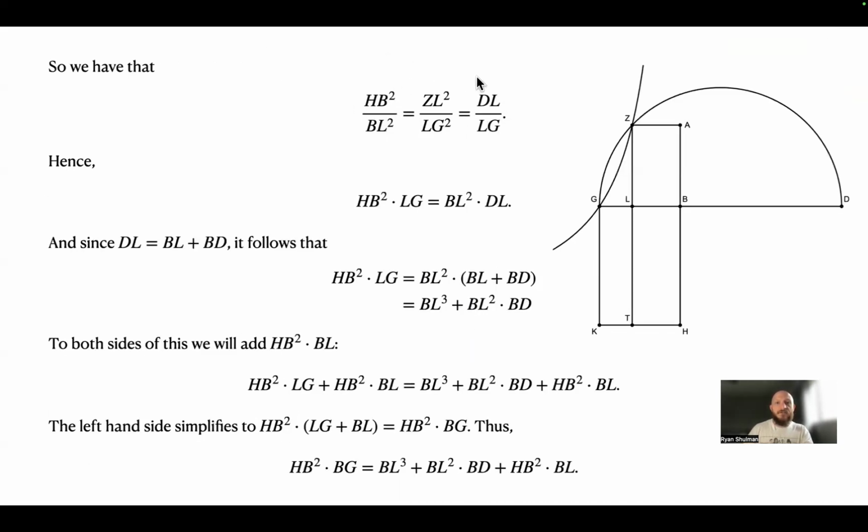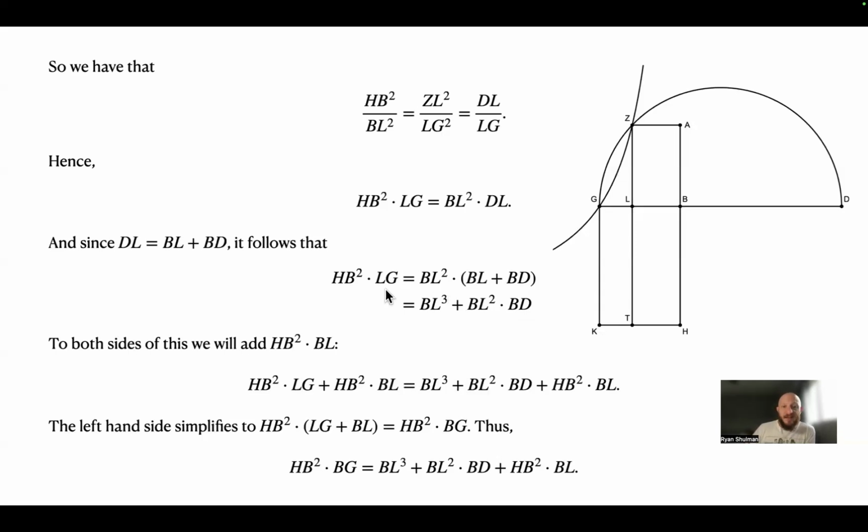So we have all of this right here, and the key parts are the endpoints, that HB squared over BL squared is equal to DL over LG. And again, if we just cross multiply, this gives us that HB squared times LG is equal to BL squared times DL. But notice that DL is equal to BL plus BD. So we can rewrite the right-hand side as BL squared times the sum BL plus BD. And if we distribute this BL, we get that the right-hand side is BL cubed plus BL squared times BD.